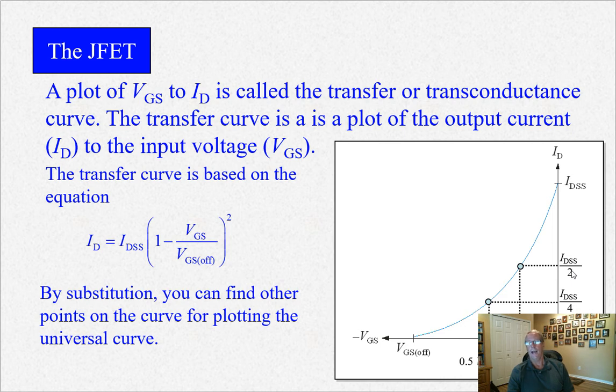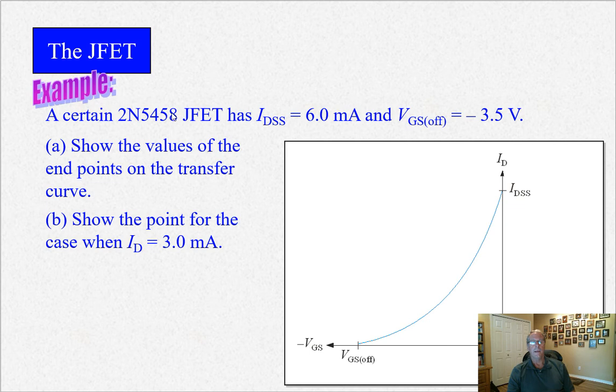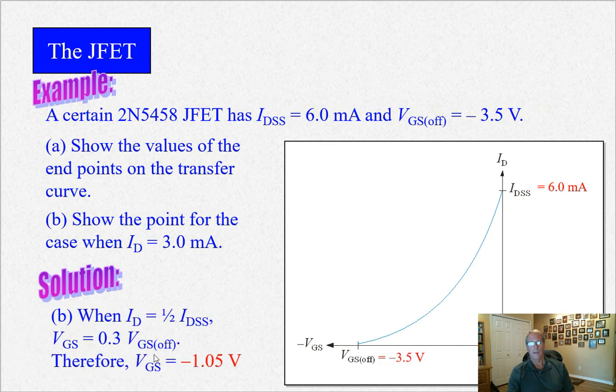Because if on the midterm you're given half of IDSS, you immediately know that this occurs when VGS equals 0.3 times VGS off, and so on. Here's an example: a 2N458 FET, IDSS of 6 milliamps, VGS off of minus 3.5 volts. So this is minus 3.5 volts down here. This is 6 milliamps. The point for ID is 3 milliamps. Well, that's half of 6, right? And so based on that last slide, half is 0.3 VGS off. So it's minus 1.05 volts. It's going to be where that occurs.